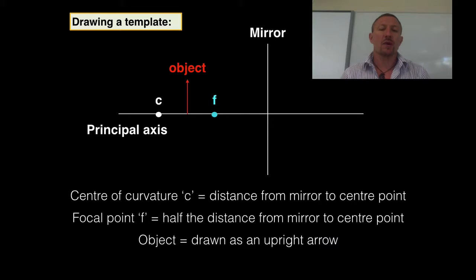Okay, then I draw my object. Now my object, don't draw the object which is being described in your question, just use an arrow. That will be maybe a specific height and it will also be a certain distance from the mirror. If you're really unlucky, they'll say from the focal point or from the center of curvature. So use the information in the question to deduce where you're going to put your object.